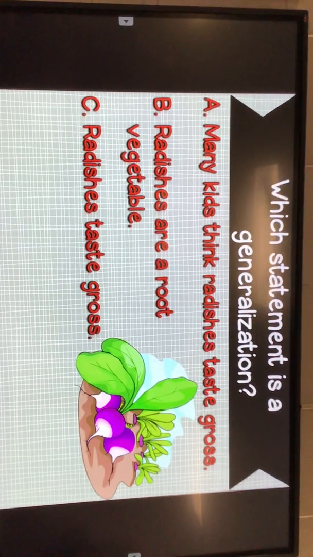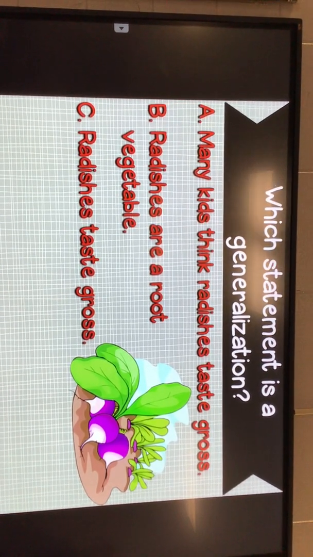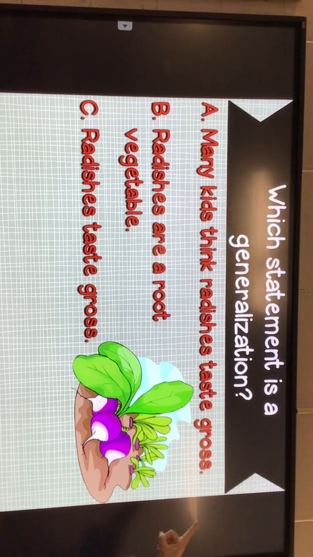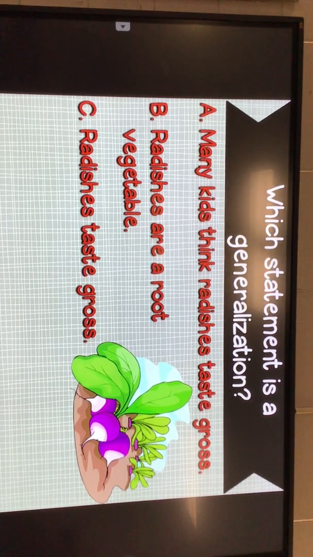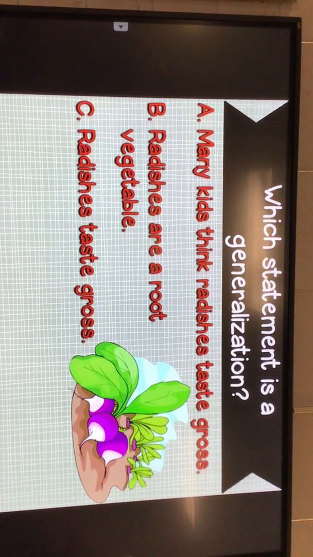Ouch. All right, looking once again for our generalization. Is it A, many kids think radishes taste gross?